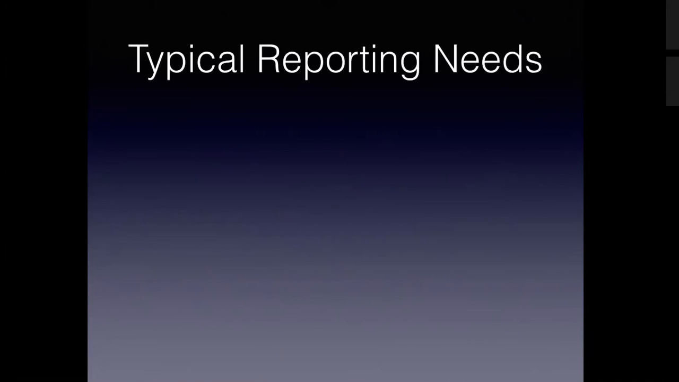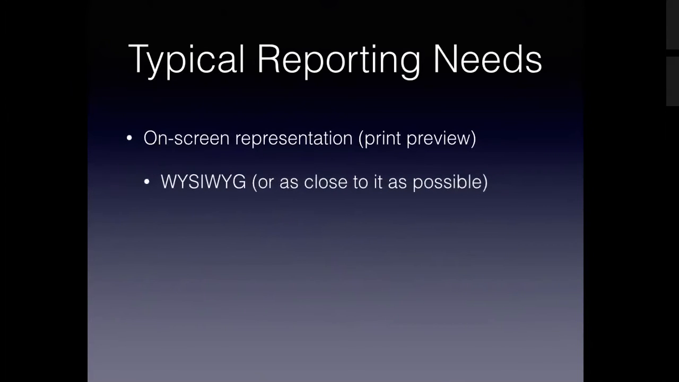And when we say typical, this is what most of clients want. Every modern application wants to see this. So they want to see an on-screen representation. You can call this a print preview or whatever you want, but basically it needs to be what you see is what you get, or as close to it as possible. Now I say that because different resolutions can mean different things, and text doesn't always like to agree. So you want it to be as close as possible.